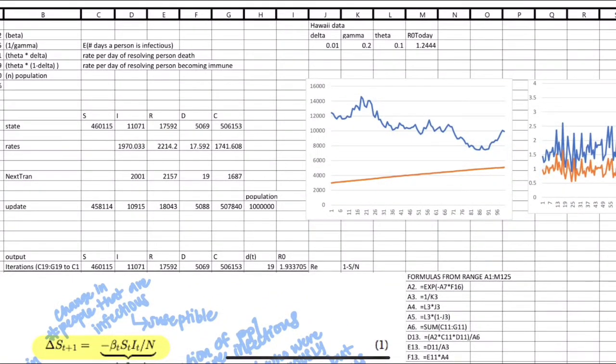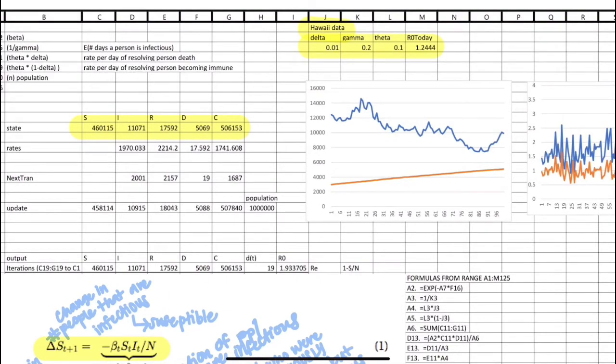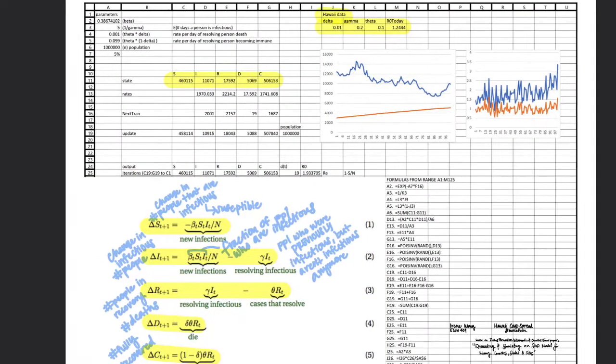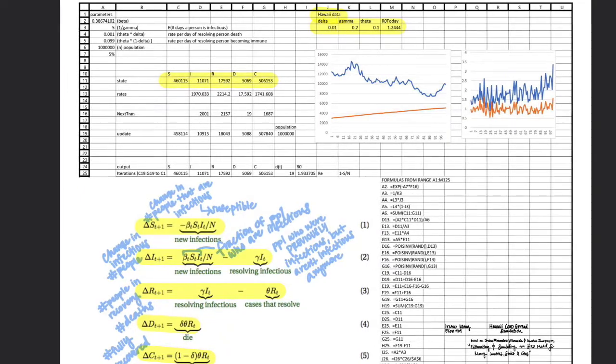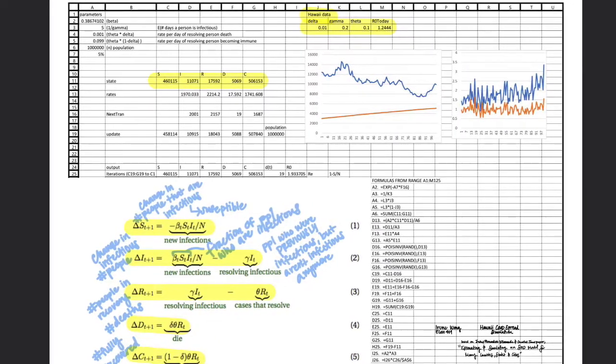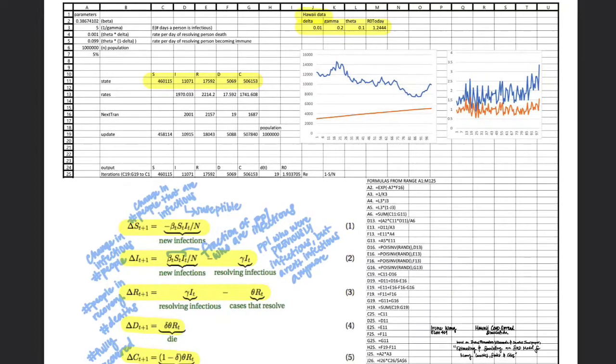Cells J3 through M3 show us the values for delta, gamma, theta, and R naught. And our SIRDC values are all shown in cells C11 through G11. We can then use these values to plug into the previously mentioned equations that allow us to solve for our parameters that we will base our simulated model from.